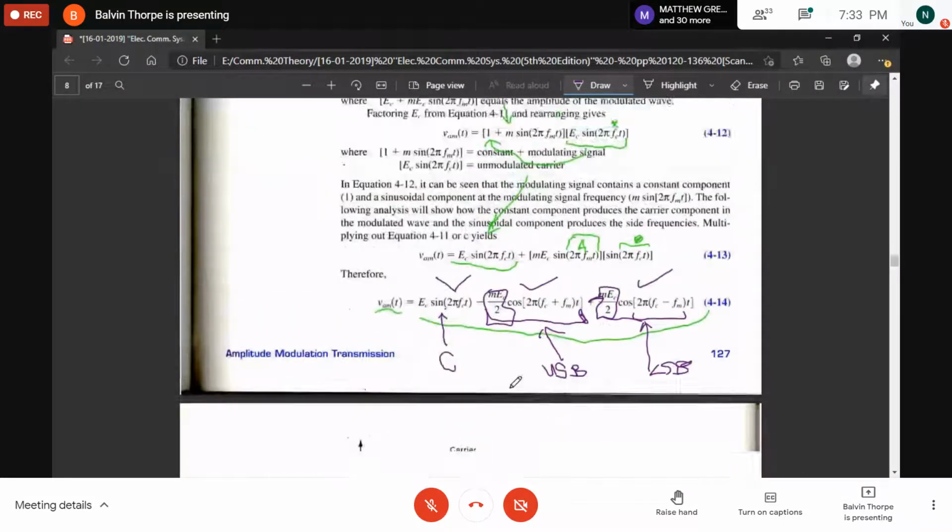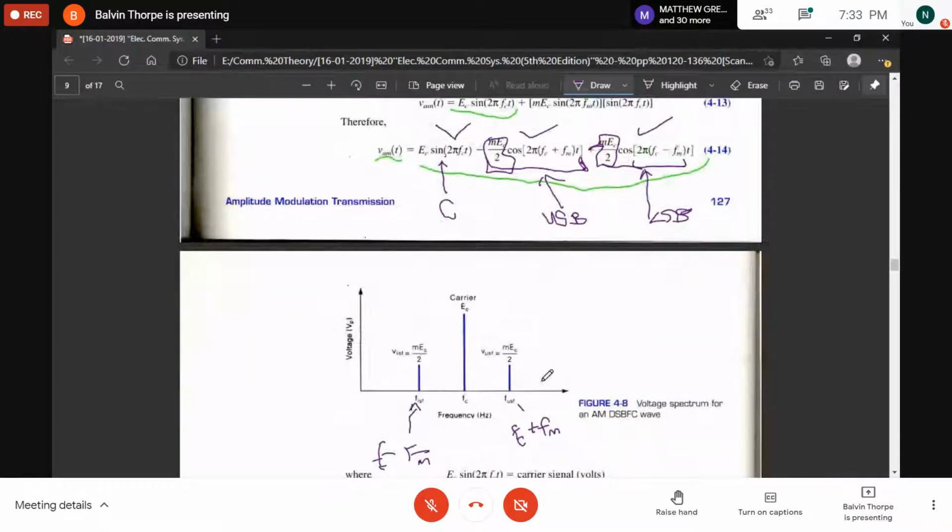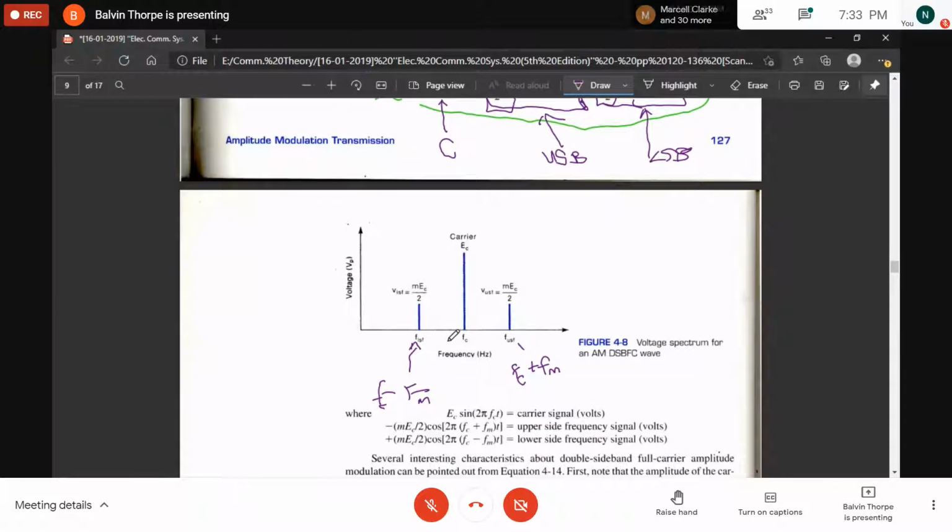And that's how you present the frequency, because you would know the carrier frequency and the two side frequencies. And that's how you present a plot of the frequency versus voltage. And I could go on.